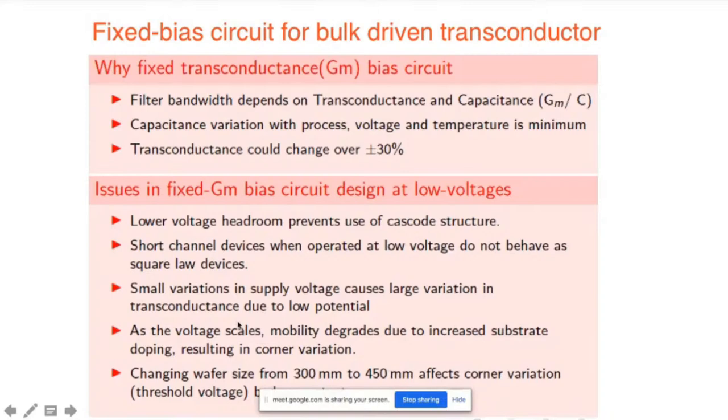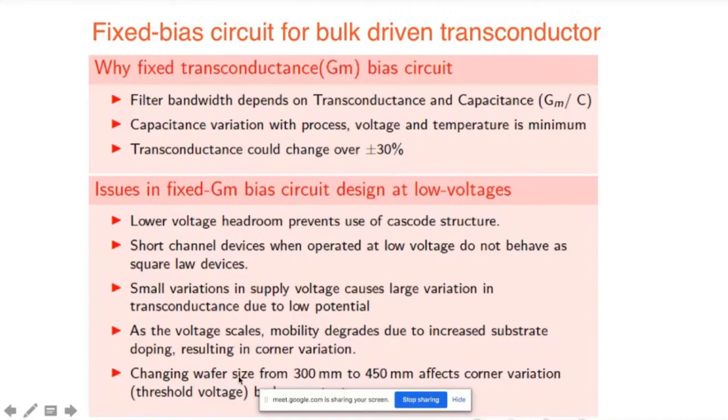And as the voltage scales, mobility degrades due to increased substrate doping, resulting in corner variation. Because there is a mobility degradation with respect to electric field, definitely when the voltage scales down, the electric field changes, so there will be doping variation. So that results in corner variation. Then changing wafer size from 300 mm to 450 mm affects the corner variation.